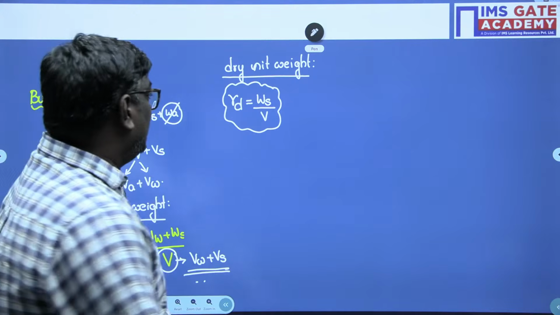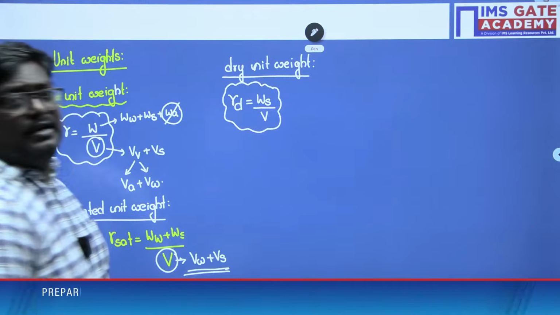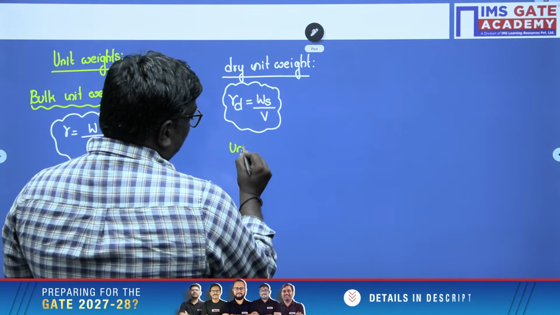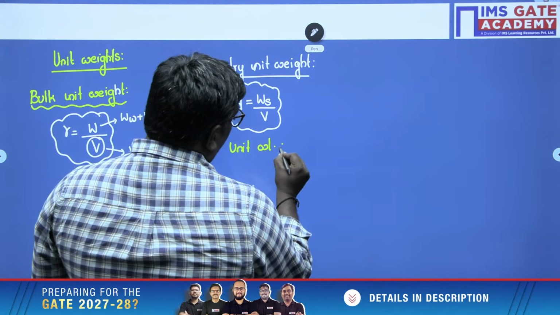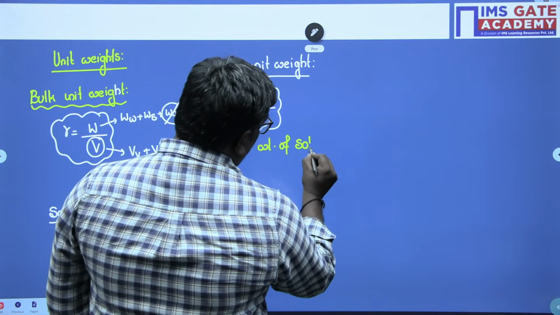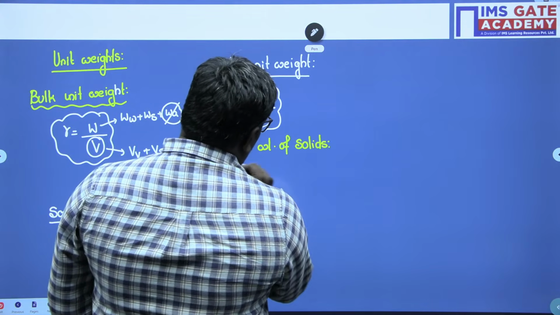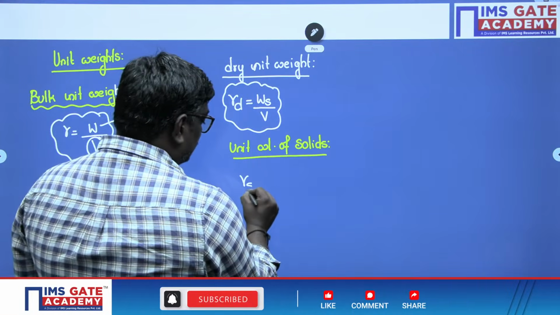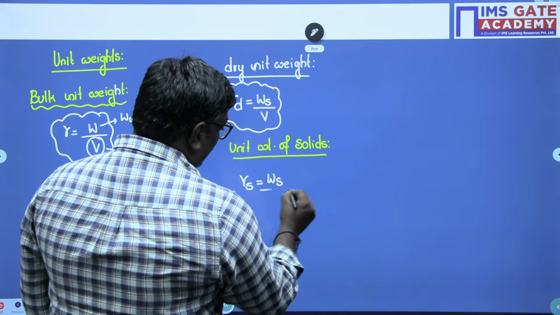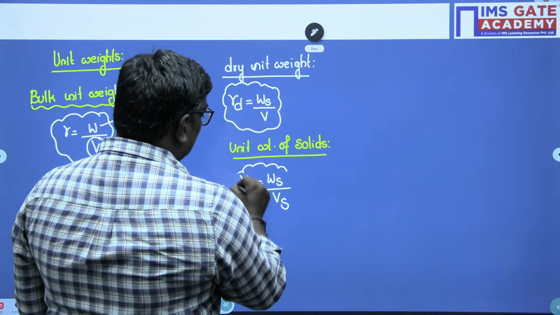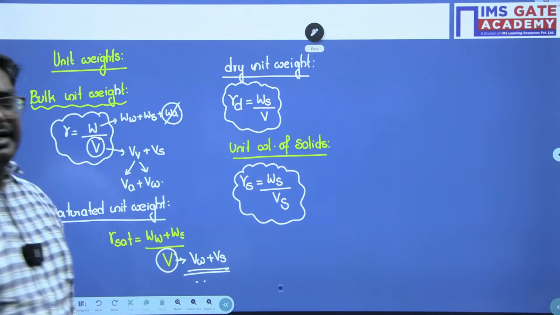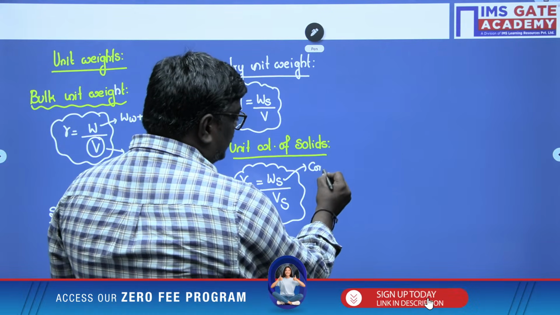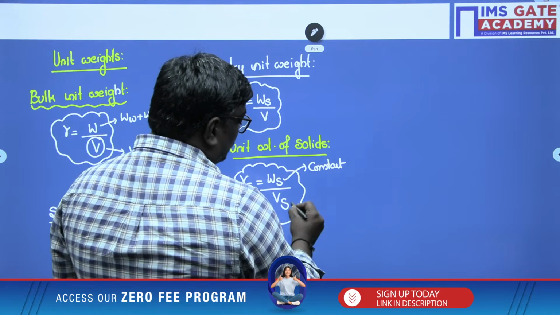So here, please understand, this is nothing but the dry unit weight. Similarly, we have unit weight of solids. So what is unit weight of solids, sir? This is represented in the form of gamma S. So gamma S is equal to what, sir? Weight of solids by volume of solids. Gamma S is nothing but weight of solids by volume of solids. So for any given soil, weight of solids will be constant and volume of solids will also be constant.